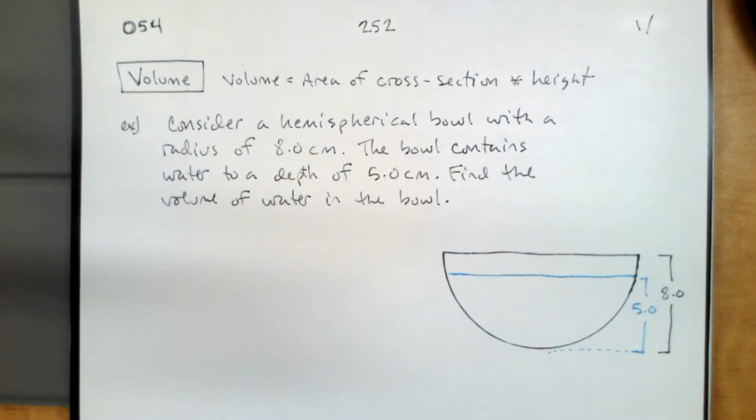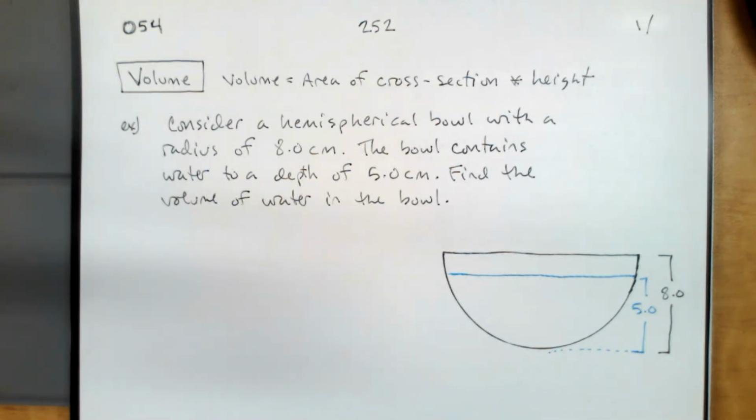So here we have a hemispherical bowl with a radius of 8 centimeters, and the bowl contains water to a depth of 5 centimeters. And we want to calculate how much water is in the bowl. The important thing to realize is that the water is not in the shape of a hemisphere of radius 5. It's a piece of a hemisphere of radius 8, but it is not a hemisphere of radius 5.